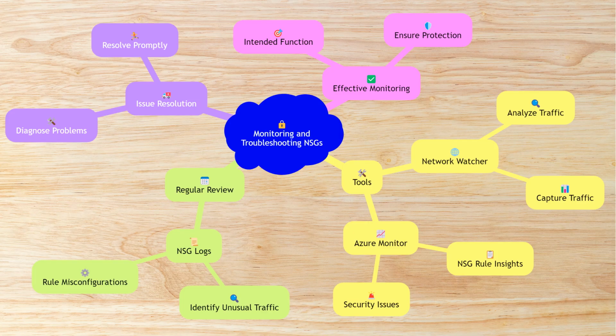Monitoring and troubleshooting NSGs is crucial for maintaining network security. Azure provides several tools to help with this, including Network Watcher and Azure Monitor. Network Watcher allows you to capture and analyze network traffic, while Azure Monitor provides insights into NSG rule effectiveness and potential security issues. Regularly review NSG logs to identify unusual traffic patterns or rule misconfigurations. If issues arise, use these tools to diagnose and resolve them promptly. Effective monitoring and troubleshooting ensure that your NSGs continue to protect your network as intended.